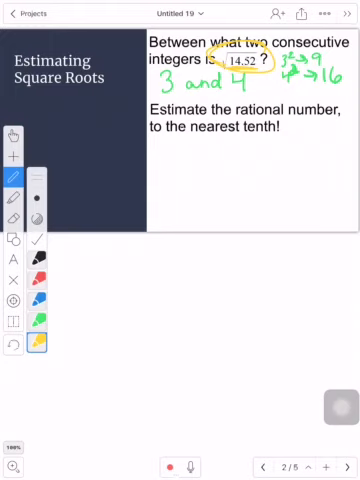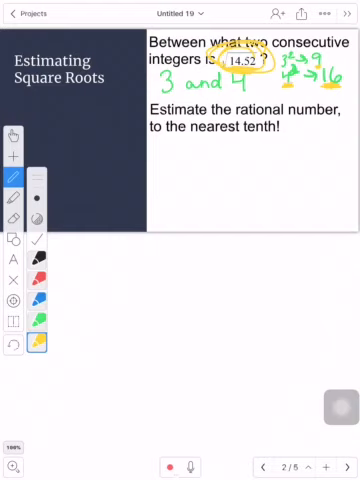Now, if we're going to estimate the answer to the nearest tenth, it's going to be a little bit of guess and check work, but we also want to make educated guesses so that we're not wasting our time, so that we're efficient mathematicians. So when I think of 3 squared being 9 and 4 squared being 16, this number is obviously closer to 16 than it is to 9. So that means that my answer is going to be closer to 4 than 3. So I know it's going to be bigger than 3.5.